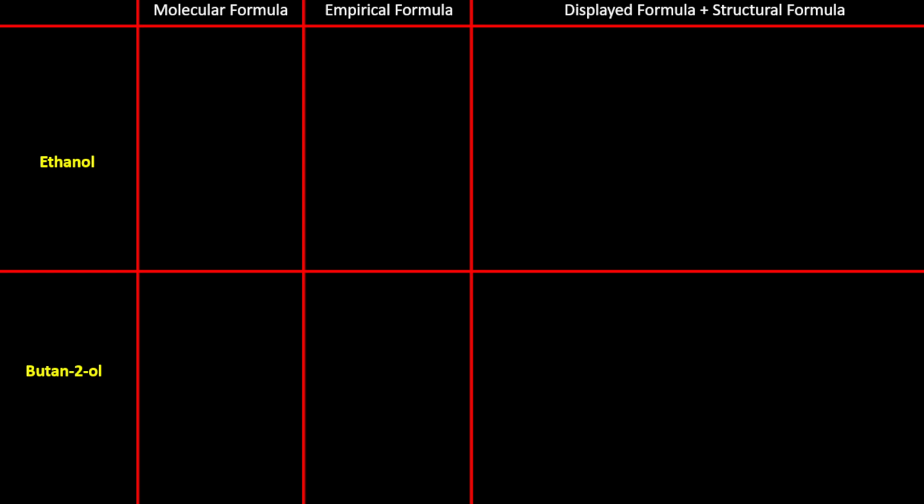So if we know that it's ethanol, it's going to be what? Display formula is 1, 2, because it's eth, right? And then since it's OL, I know that there is an OH group at the end. And for the rest, I just fill in my H.